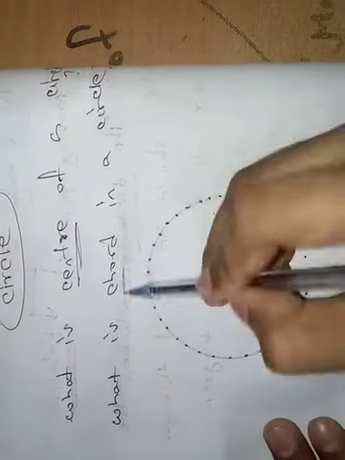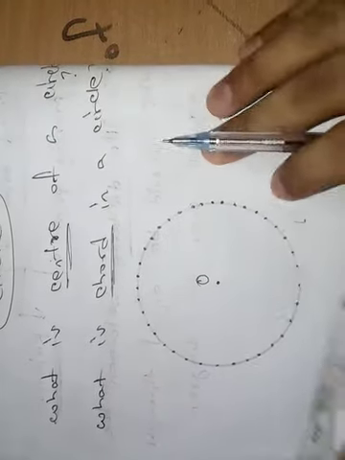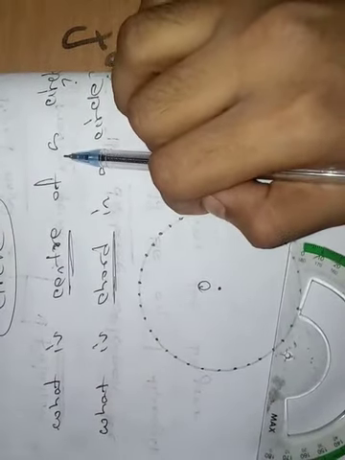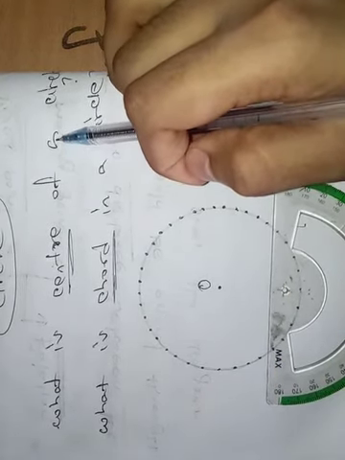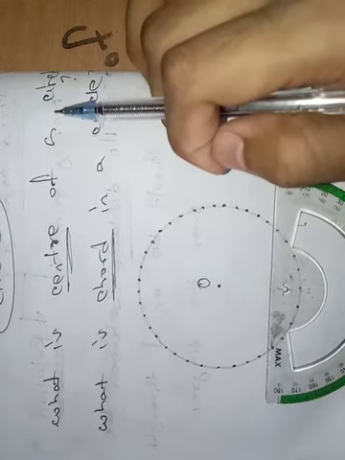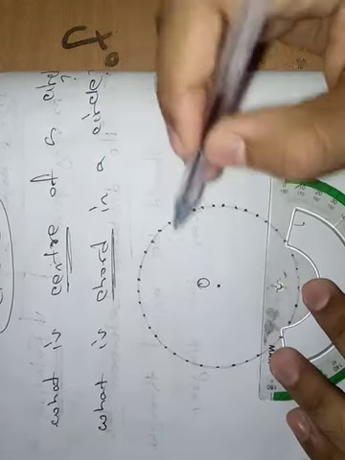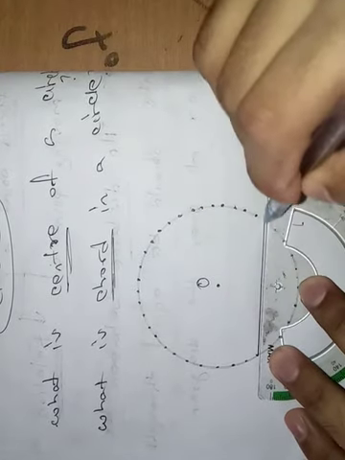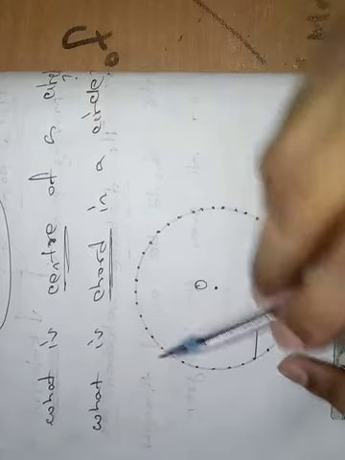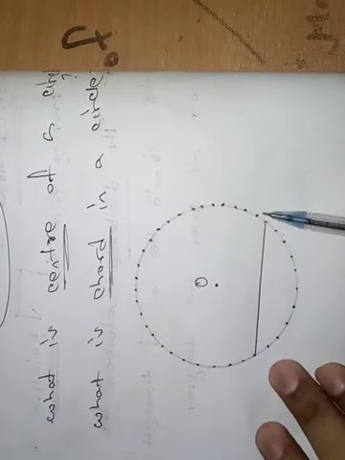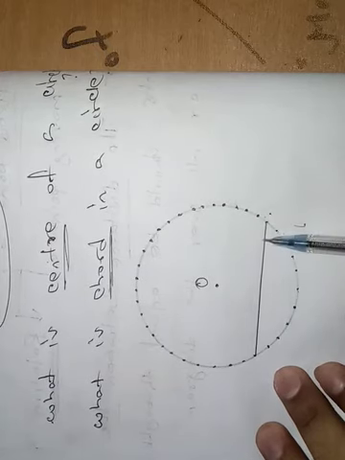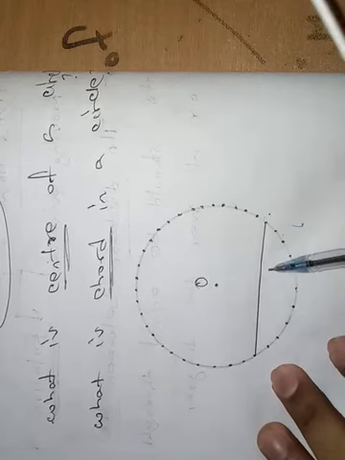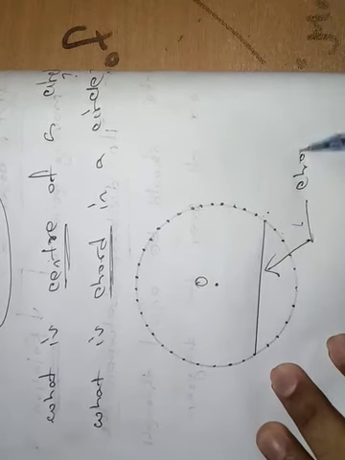We are learning what a chord is. If we join any two moving points of a circle, that line is called a chord. This line is called a chord.